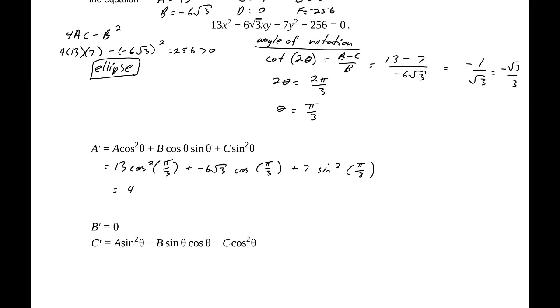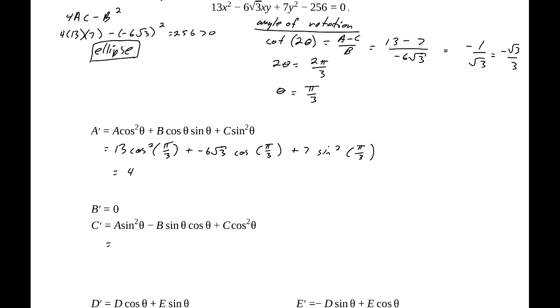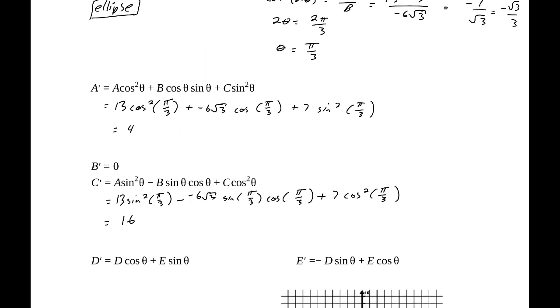All right, easy enough. Our C prime is our A value, that is 13 sine squared pi thirds minus B, so minus our negative 6 root 3, sine of pi over 3 times cosine of pi over 3 plus our C value of 7 cosine squared pi over 3, which is a total of 16. So our new C value is 16.